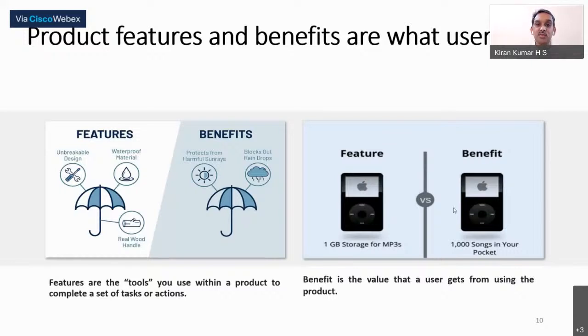Features are waterproof material, a good handle which is sturdy enough, an unbreakable design. These are all the features. Similarly, if you take, let's say, an iPod or a mobile phone, for example, what is the feature in this? Maybe 1 GB of storage for storing songs. That is a feature that a user or a customer would expect. But what is the benefit? The benefit is he or she can store maybe 1,000 songs in his pocket.